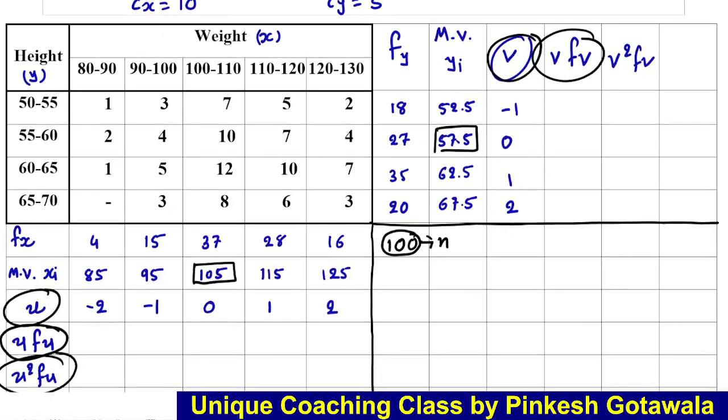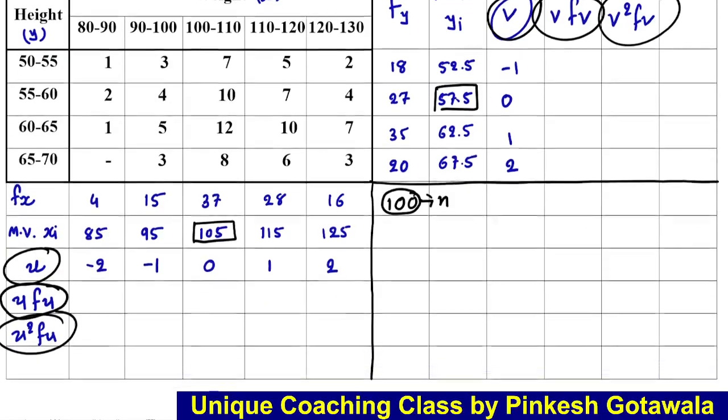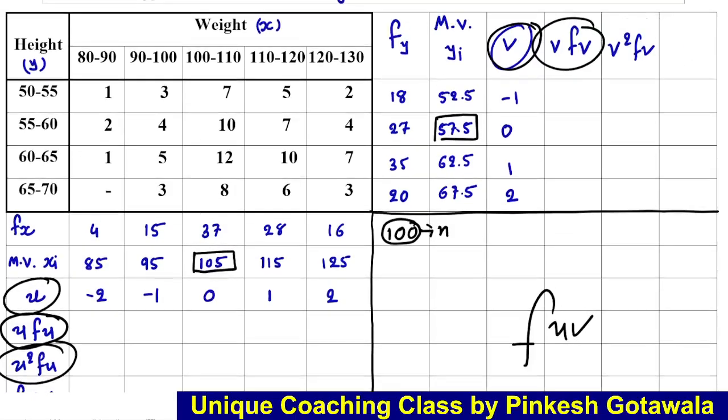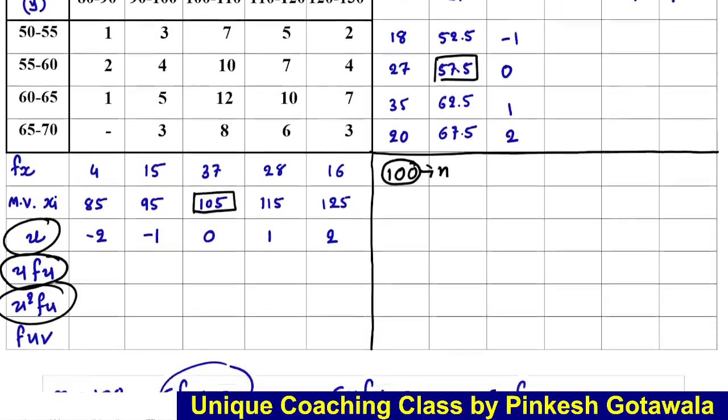Look at u square fu, v square fv. And last what? We prepare uv. Same here, but what will it multiply with? With frequency. So this last column would be fuv. It will become on both sides. fuv column will be prepared on both sides. So these are our total 6 columns we have to prepare.